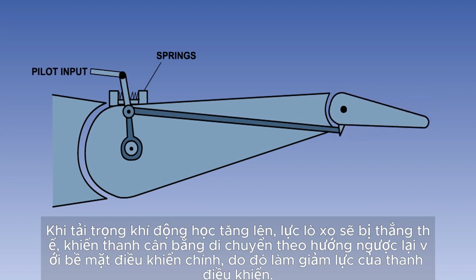As the aerodynamic loads increase, the spring force will be overcome, causing the balance tab to move in the opposite direction to the primary control surface, thus reducing the stick forces.